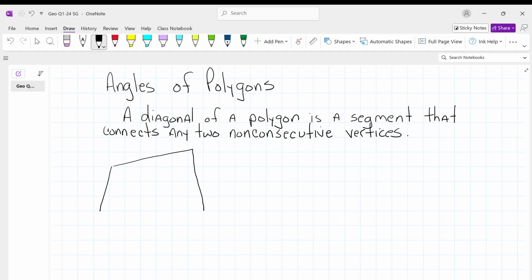So if we draw a quadrilateral and label these vertices A, B, C, D, all right, a diagonal connects non-consecutive vertices. So if we connect A and C, AC is a diagonal.